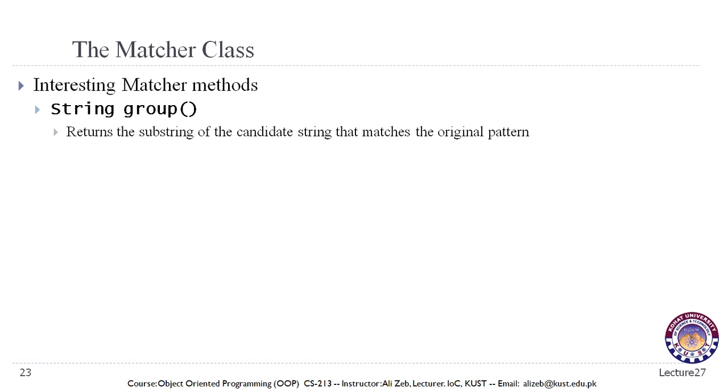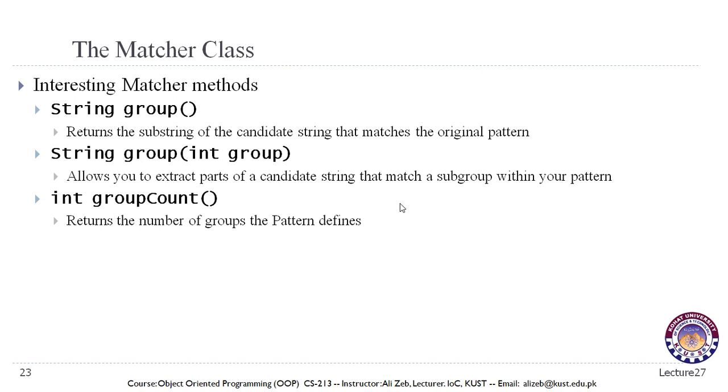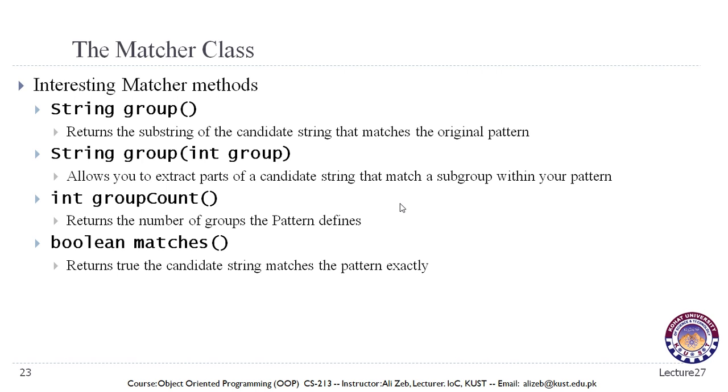String group returns the substring of the candidate string that matches the original pattern, and we'll see some examples of this in a while as well. Group with an integer allows you to extract part of a candidate string that matches a subgroup within your pattern, and we will see an example of this as well. We can select a number of groups from our given string or a number of subgroups within our pattern. Group count returns the number of groups the pattern defines. Boolean matches returns true if the candidate string matches the pattern exactly.